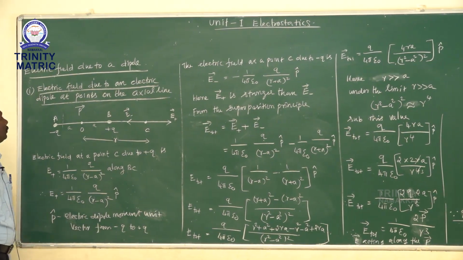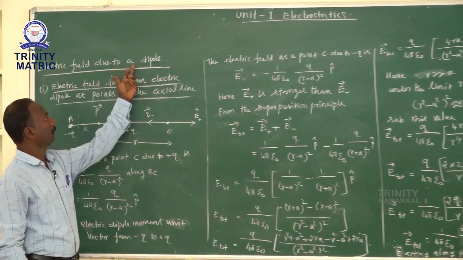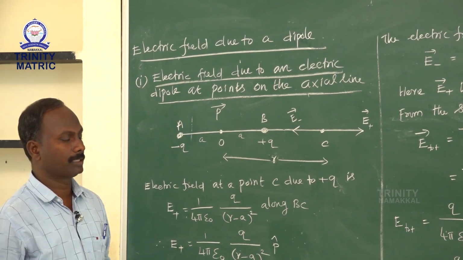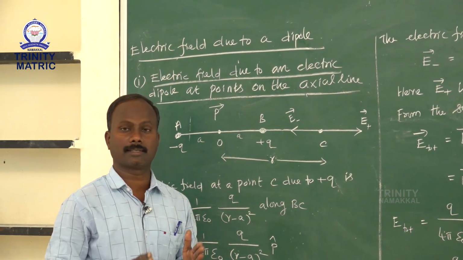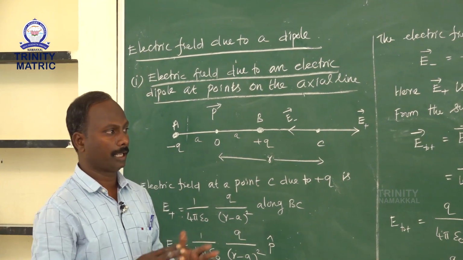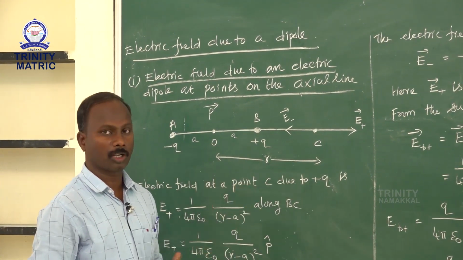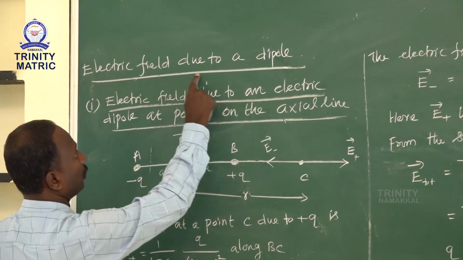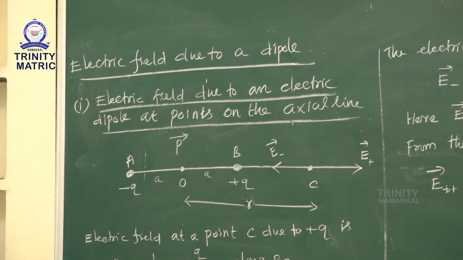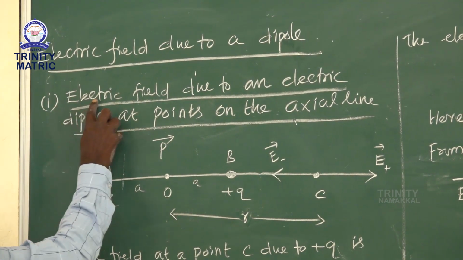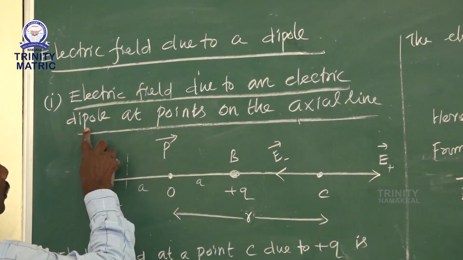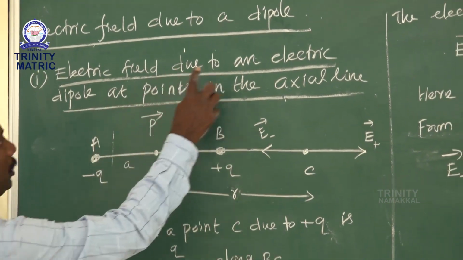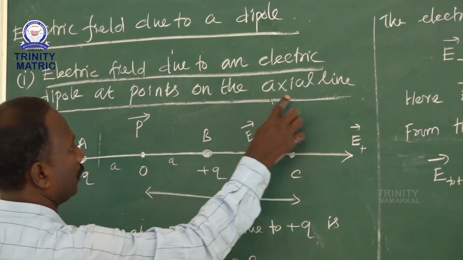Now we move on. The electric field due to an electric dipole. So you know the dipole and dipole moment. A dipole is two equal and opposite charges separated by a very small distance, and the dipole moment is the product of one of the charges and the distance between them. We want to calculate the electric field due to a dipole in two cases. First, the electric field due to an electric dipole at a point on the axial line. Next, the electric field due to an electric dipole at a point on the equatorial line.